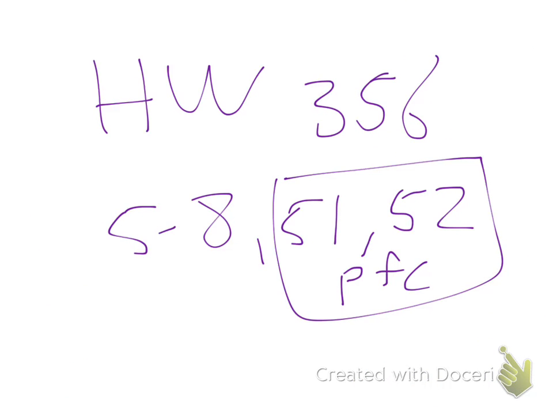Okay, guys, your homework is page 356, 5 through 8, which is switching the forms. 51 and 52, I want you to use the parent, family, child to graph those logs.